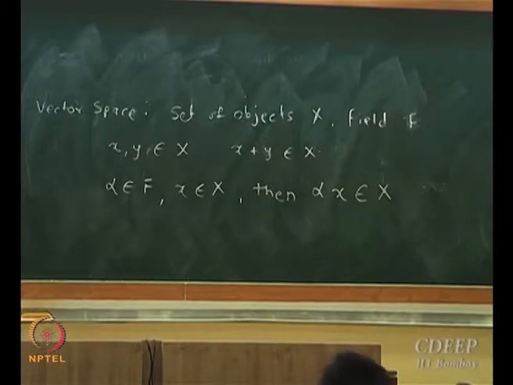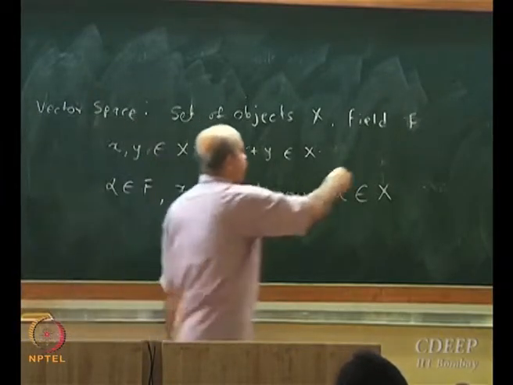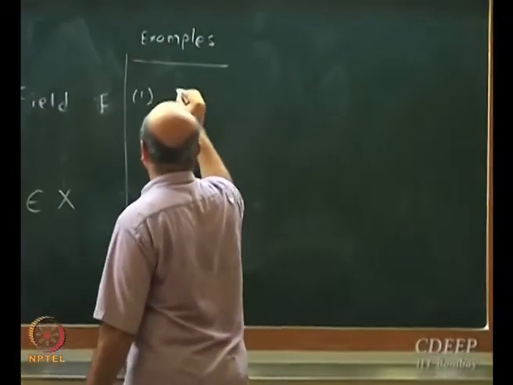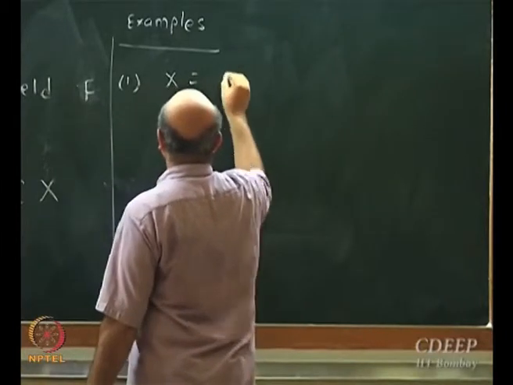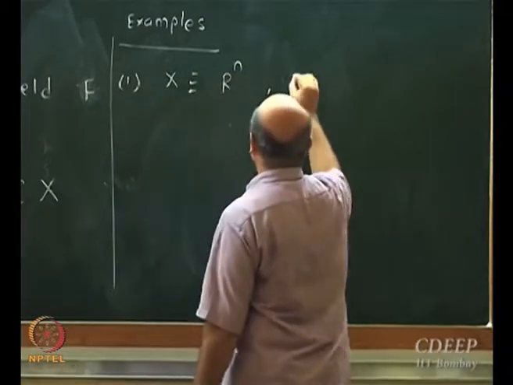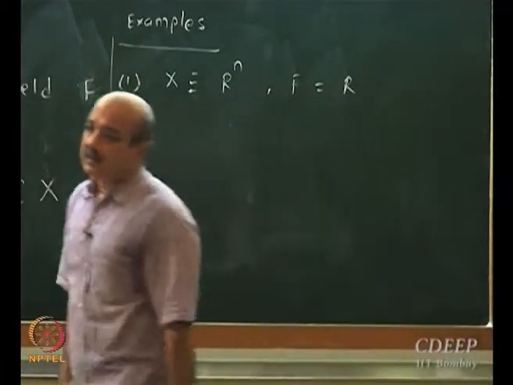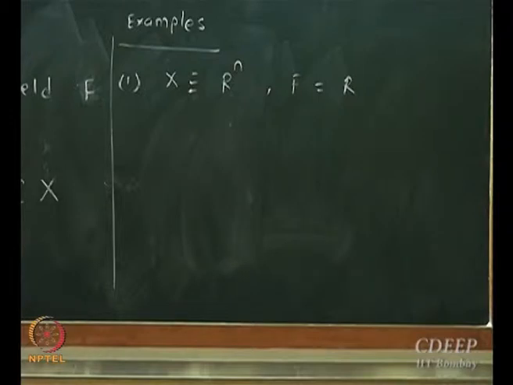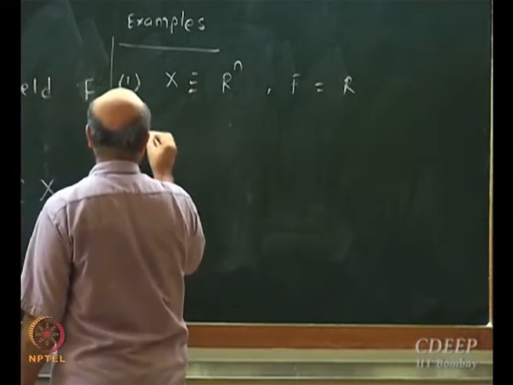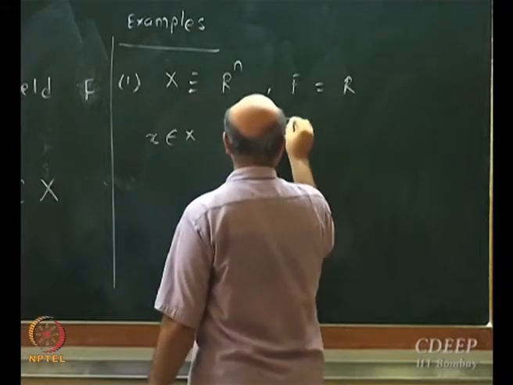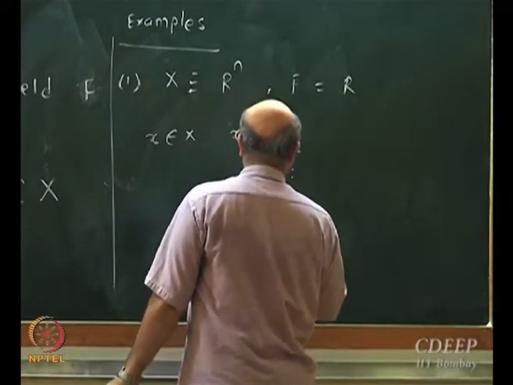Well, let me start generalizing and giving you examples of spaces. My first example is going to be X corresponds to Rn and F corresponds to R. What is Rn? Rn is an n-tuple, okay, a vector which has n components. So a general vector here, x that belongs to X, will be represented as having n components, x1, x2, ..., xn.